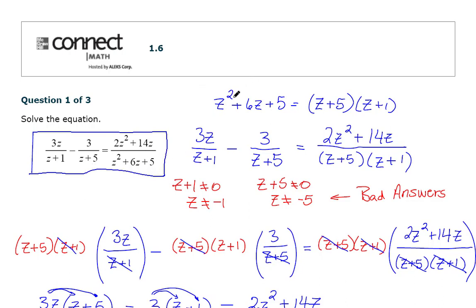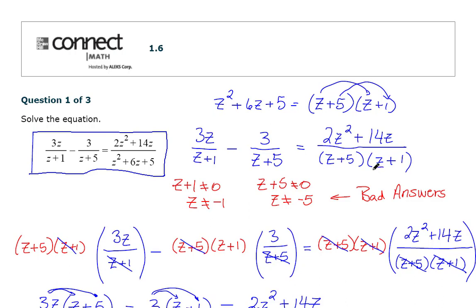Let's see, z squared plus 6z plus 5. Let's see if I can factor that as a product of two things. Let's see, z times z is the z squared. 5 times 1 is 5. If I add together the middle and the outside, I have a 5z, a 1z. That does give me the 6z. So that tells me how the denominator on the right factors.